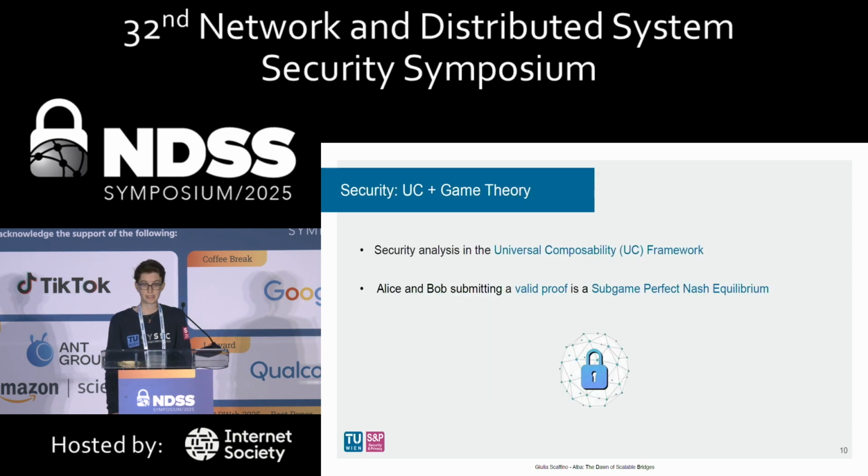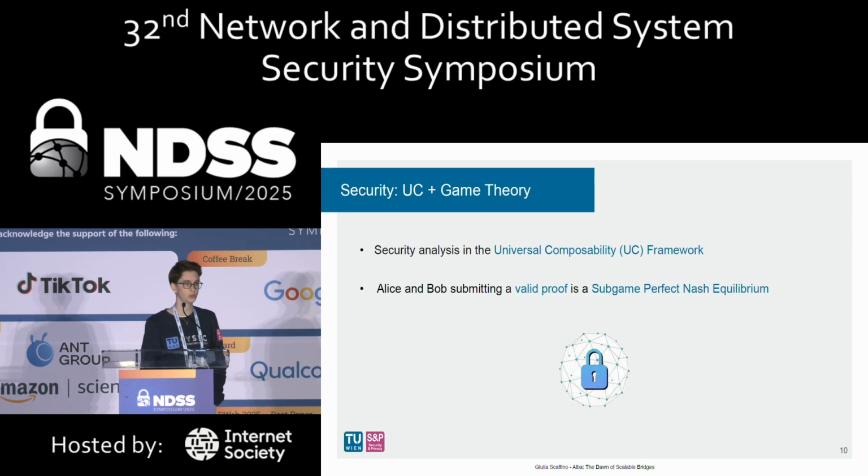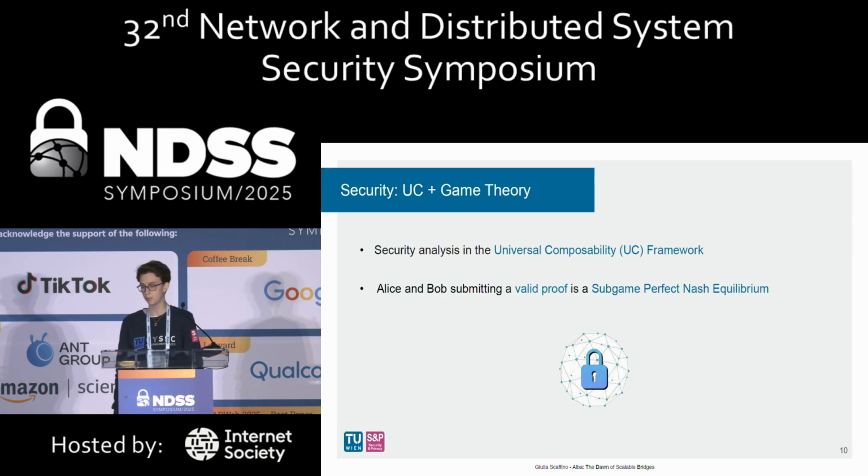We have analyzed the security of our protocol using two different approaches. We've used the universal composability framework and also a game theoretical approach. And we've shown that Alba has a subgame perfect Nash equilibrium when Alice and Bob submit a valid proof. So the rational analysis shows this Nash equilibrium.